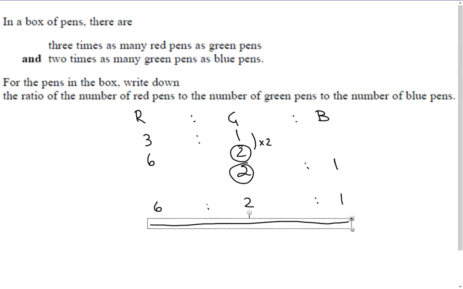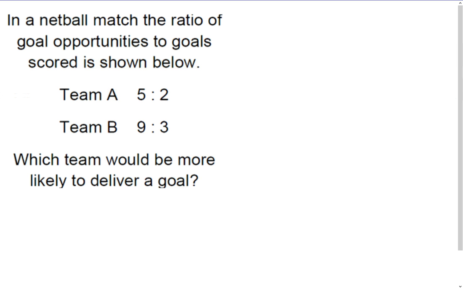Okay, next question. In a netball match, the ratio of goal opportunities to goals scored is shown below. Team A 5 to 2, Team B 9 to 3. Which team would be more likely to deliver a goal? Okay, so let's call that Arsenal and call that Burnley or something. Hopefully Team A is better.